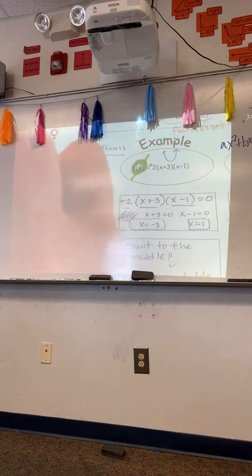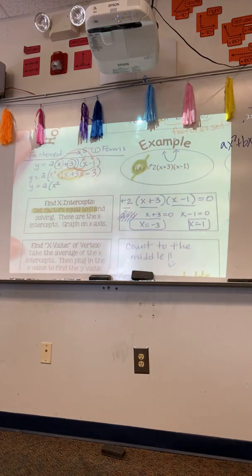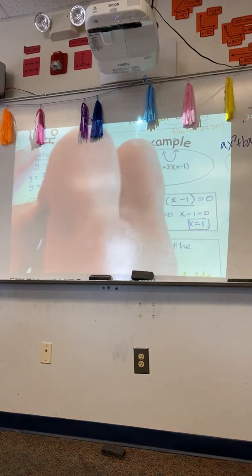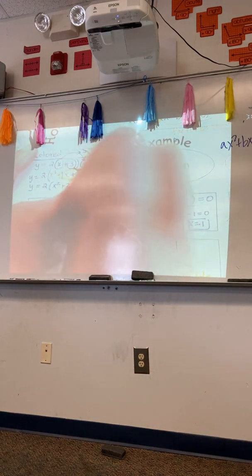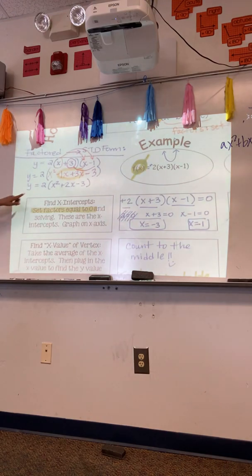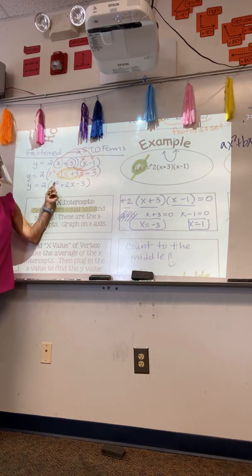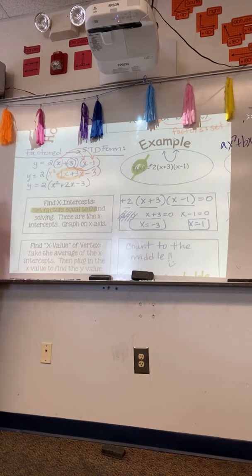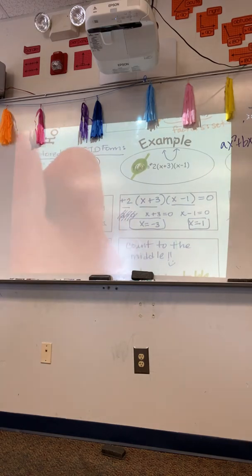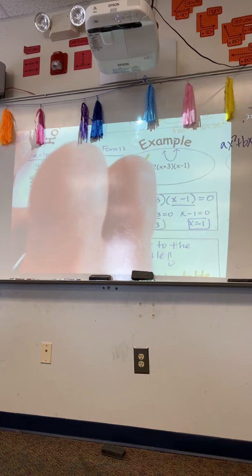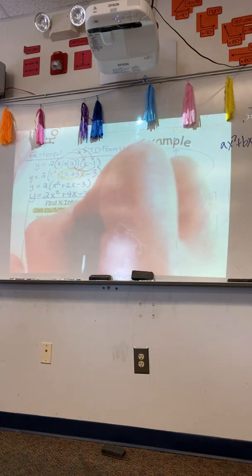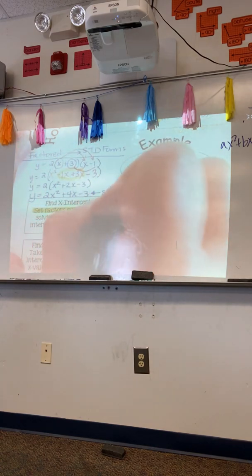So that will be y = 2(x squared + 2x - 3). It's starting to look more like STD form, isn't it? All right, what do you think my last step is? Now do the stuff outside. So we're going to distribute, and you get 2x squared plus 4x minus 3, and that right there is your standard form.